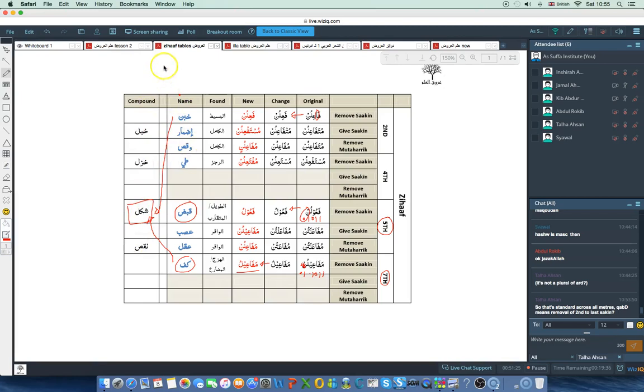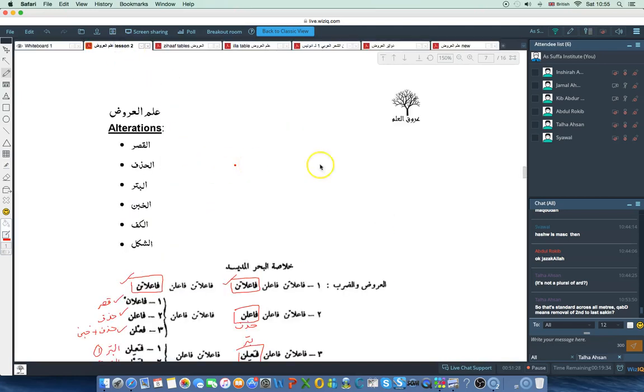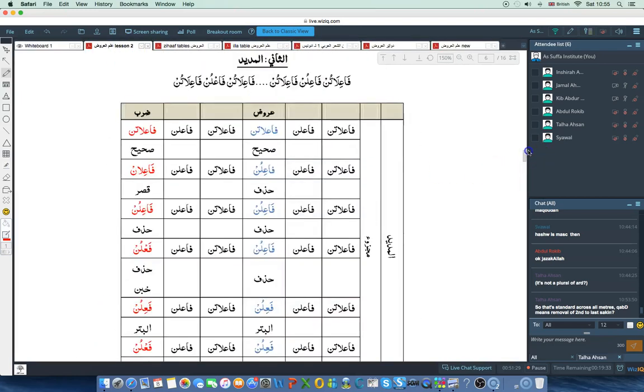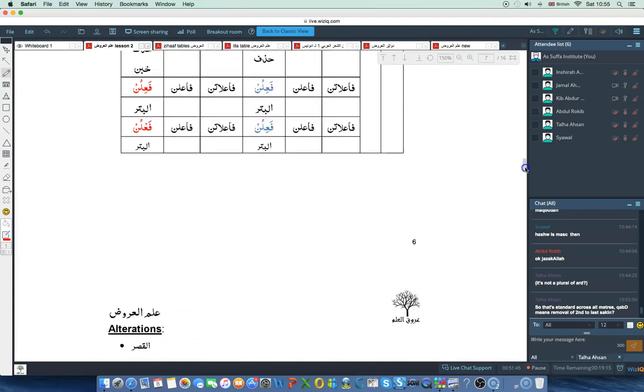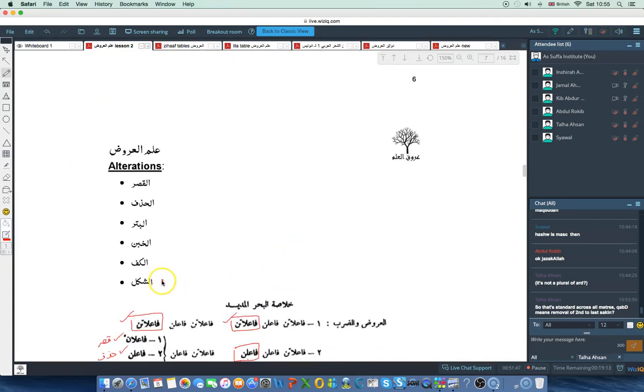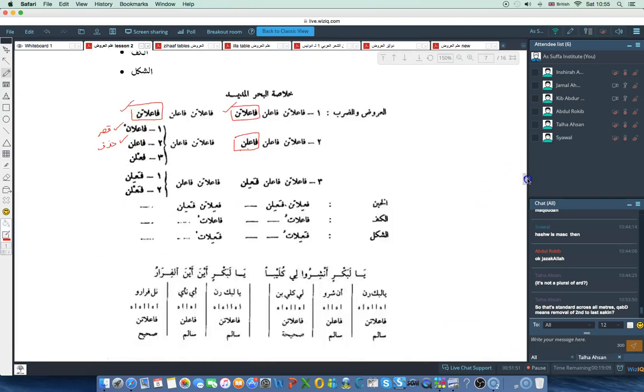Right, so let's say we had the word fa'ilatun. We're going to remove the second sakin. So fa'ilatun, let's remove the second sakin. So there. And we're going to remove the seventh sakin, noon. What are you left with? Fa'ilatu. Okay, that's what shakal is. And there you have it. So let's give it a go.